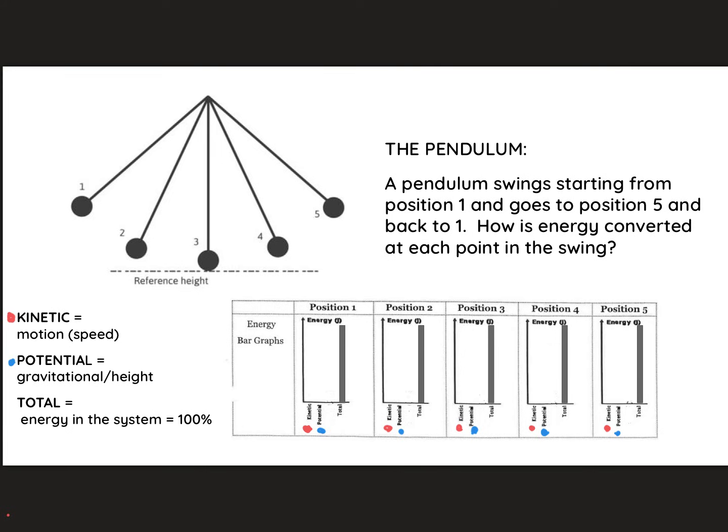At position number 1, you are the highest in the front upswing. So you have 100% gravitational energy. So we're going to go ahead and draw this up to the top like this. As you start to come down, if we look at position number 2, it is halfway between the highest point and the ground. So at this point, we have half gravitational potential energy. So we're going to draw that up to the halfway point. And we're moving, and so the other half of the total amount of energy is the kinetic energy.